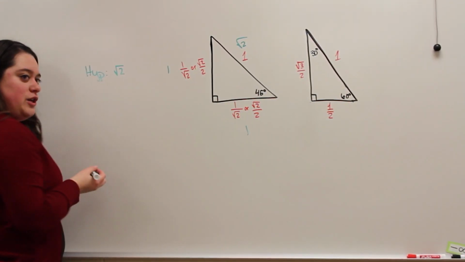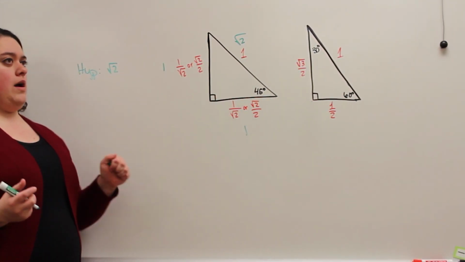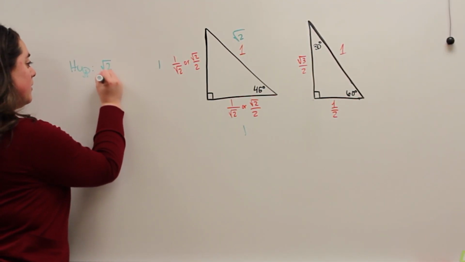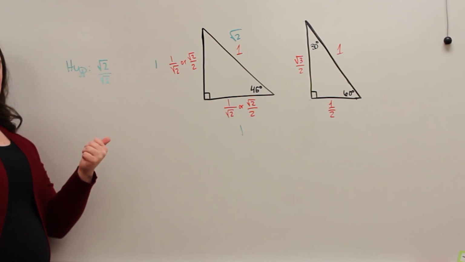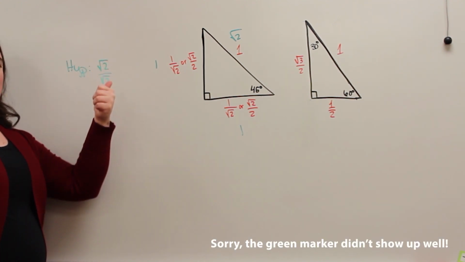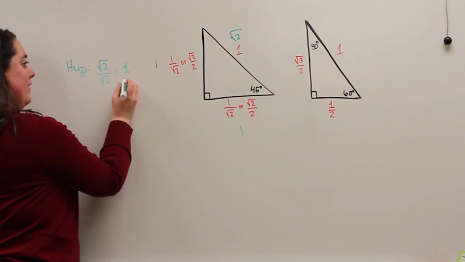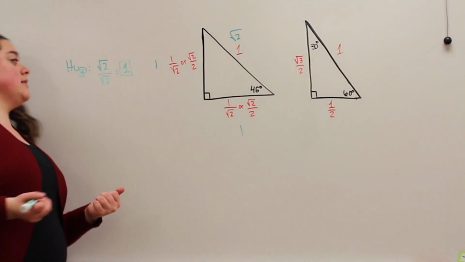I've got square root of 2. How do I make square root of 2 become 1? Well, I end up dividing by the square root of 2. When I do that, those values will cancel out, but this is also equivalent to the value of 1, which is what we were looking for in the first place.